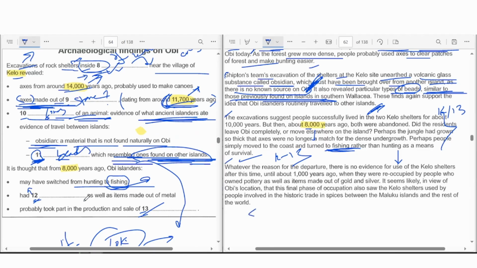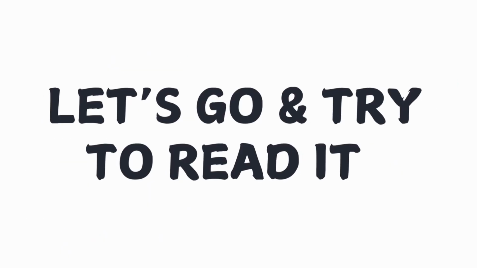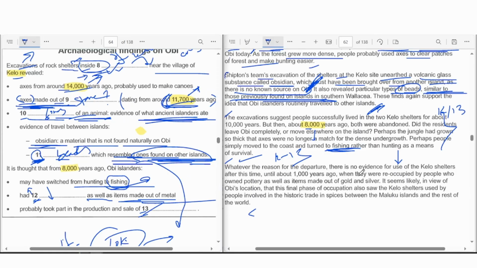And then, dash, as well as, means and items made out of metal. So something made out of metal. Let's find out. You're looking for something made out of metal, as well as items. So some items are made out of metal, something they created from metal. Okay, let's read it. Whether the reason of the departure, there is no evidence for use of the shelters after this time until about 1000 years ago, when they were reoccupied by people who owned pottery as well as items made out of gold and silver.